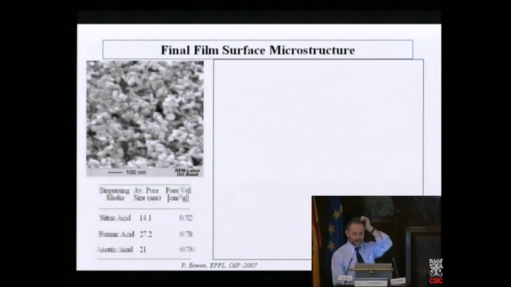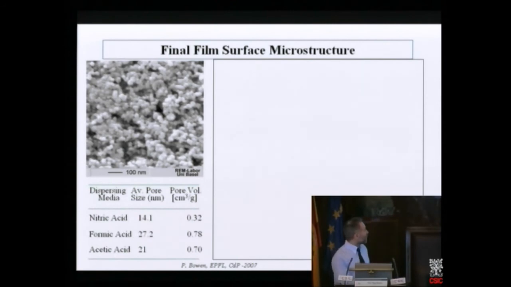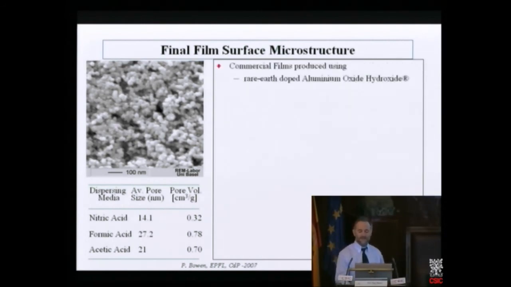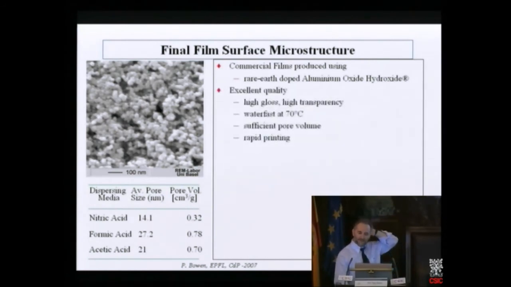The final microstructure looked a little bit like this. We have pore volumes with acetic acid of about 0.7 cubic centimeters per gram. This is enough to adsorb the ink. So commercial films were produced using an aluminum oxide hydroxide because this small tail of agglomerates in the gamma alumina created a hazy structure. You have excellent quality. They're also water fast because the dye adsorbs strongly onto these. Another problem with the polymers is they weren't water fast.